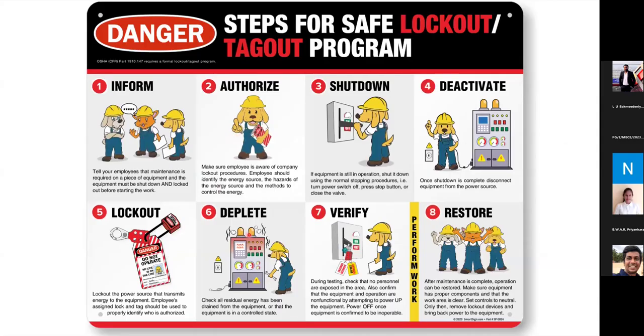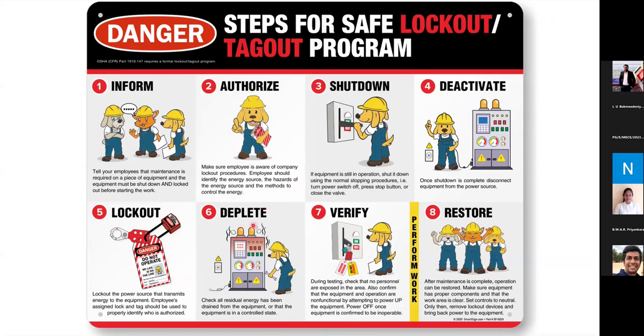So I have this slide where we have the lockout and tagout process. You need to review it correctly. This is just a cartoon indication, but it indicates quite accurately what the lockout tagout process is. You have to inform or get the authorization, shut down the power, deactivate, and lock out so that no one unintentionally operates it.